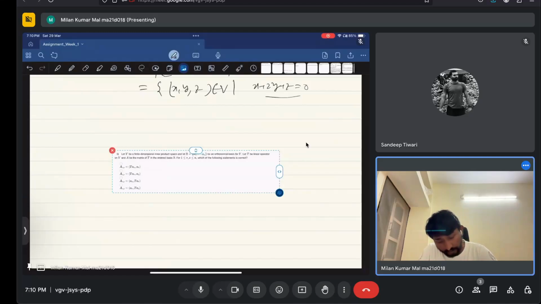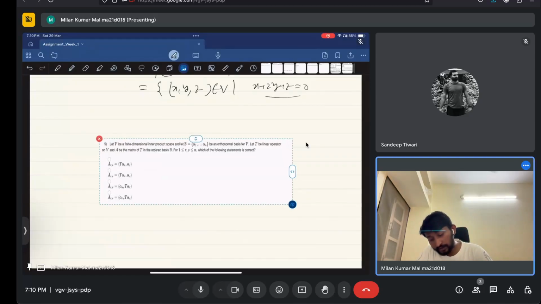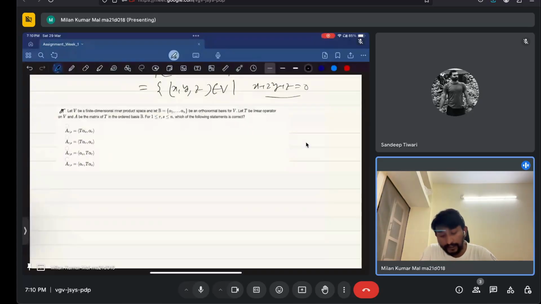Okay, this is nothing special. This is just about checking that V is a finite dimensional inner product space, and alpha 1, alpha 2, up to alpha n is an orthogonal basis of V. Let T be a linear operator on V, and A be the matrix of T in the ordered basis beta. Which of the statements is correct?